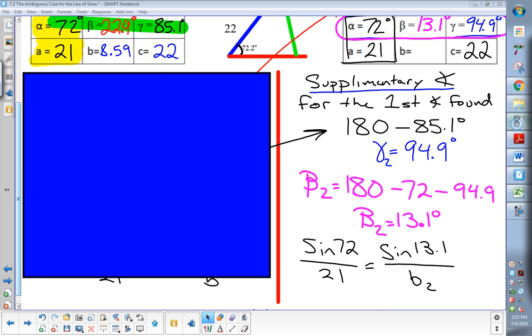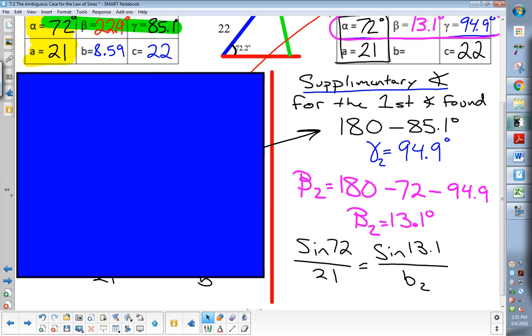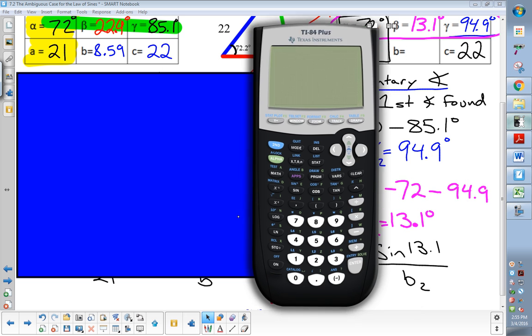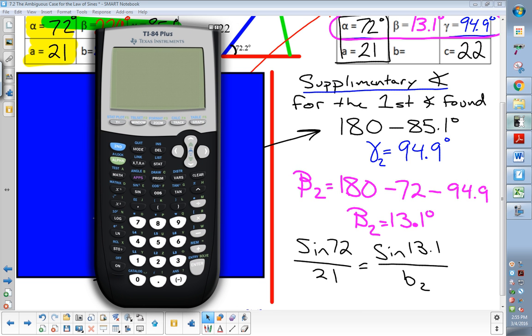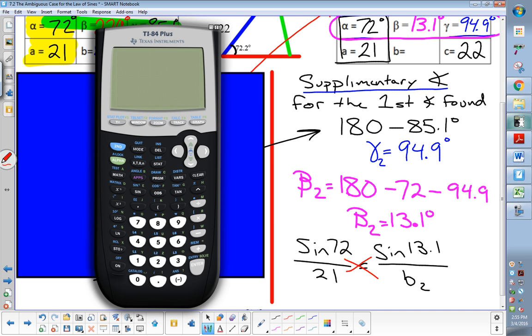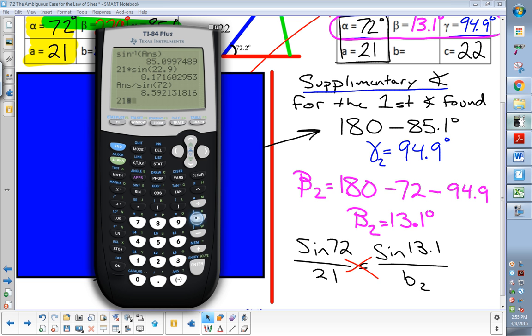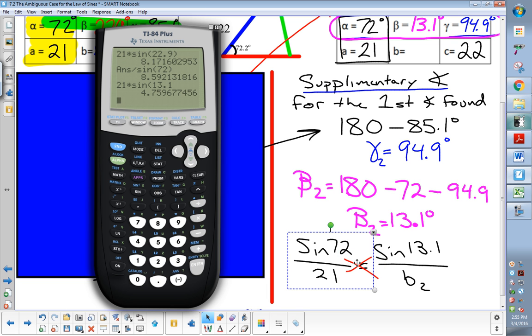Okay? Don't let this be hard. It is a long problem, but the actual difficulty level is no different than what we've done before. We're cross-multiplying again. These two things multiply: 21 times sine of 13.1. Multiply those two together, and then divide by sine of 72. My missing side is this little baby of 5.00. Since it's a side length, we go to 2 decimals. So it is really just 5.